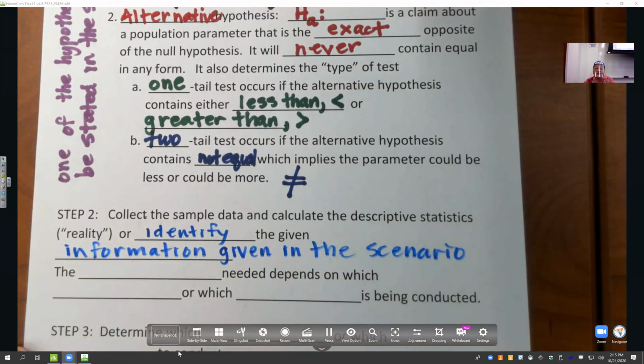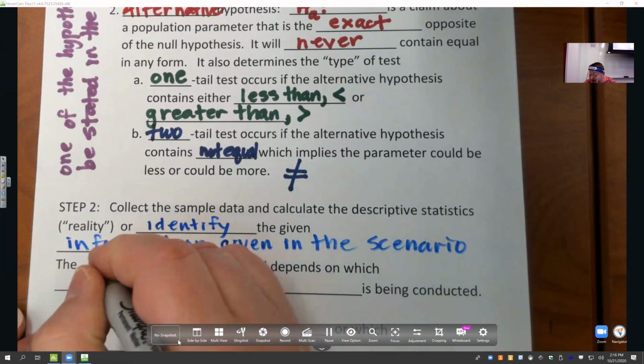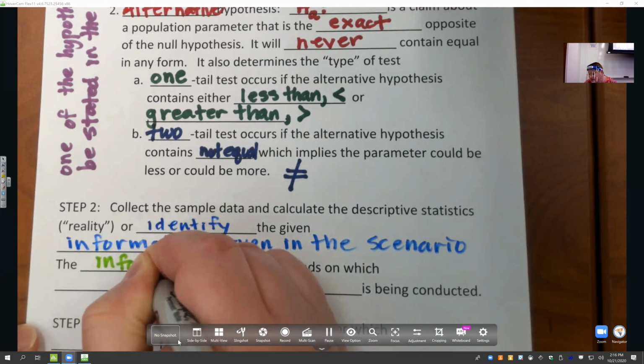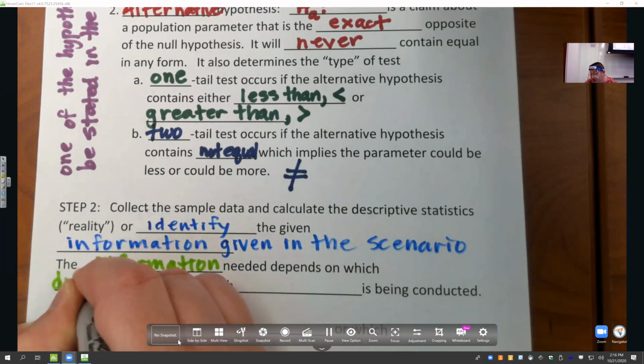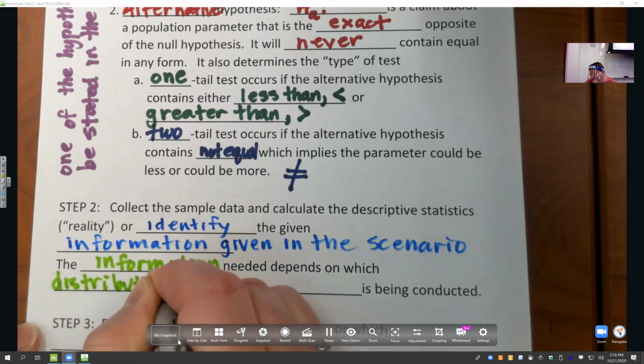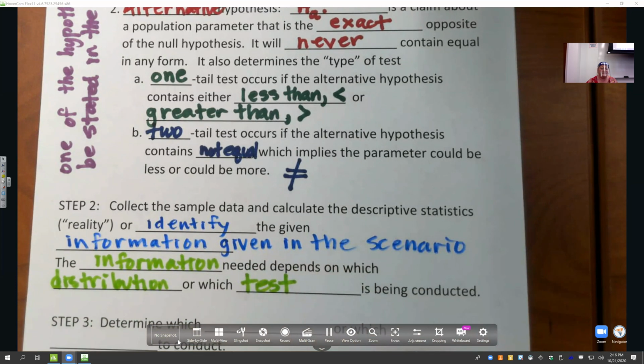Now, you may then say, well, Ms. Ralston, what information do I need? Well, the information that's needed depends on which distribution or which test is being conducted. The information that you're given actually is going to determine which distribution and ultimately which test you need to conduct.